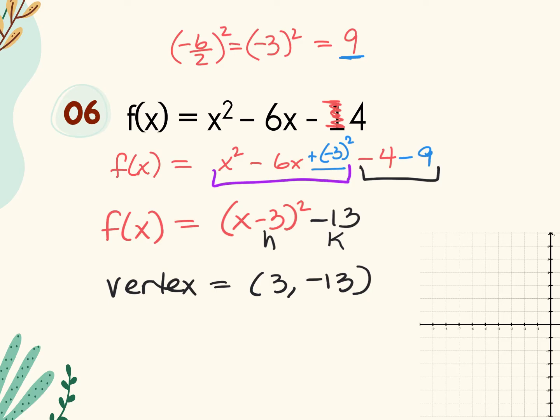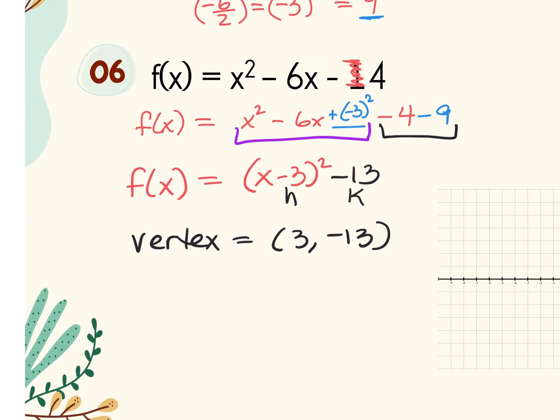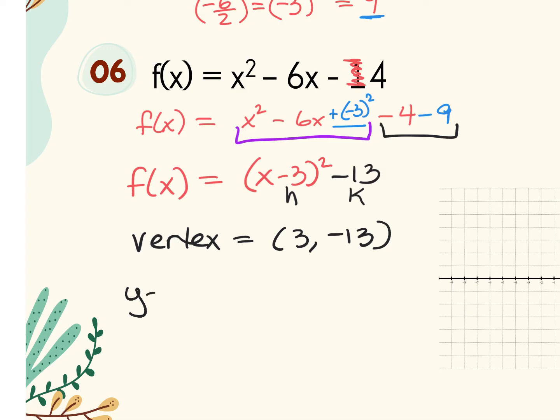Now, because my original problem was in quadratic form, I can get my y-intercept, and it's this c value here. So I don't have to plug the 0 into my newly formed standard form. I'm just going to take it from the beginning, and my y-intercept here is going to be 0, negative 4.